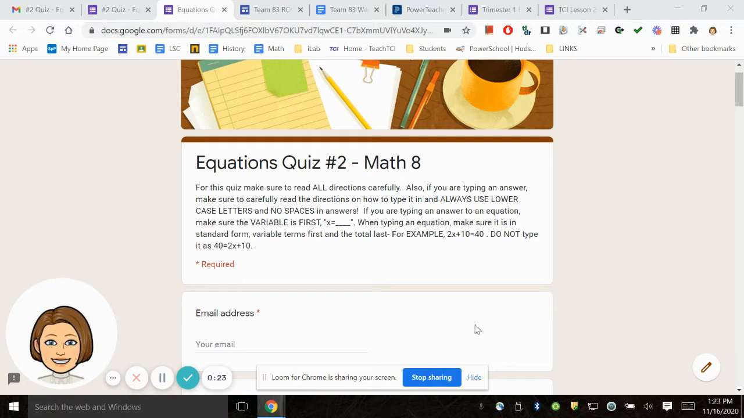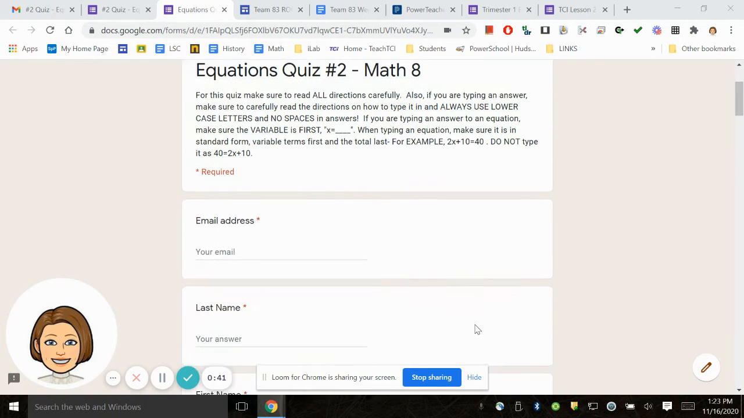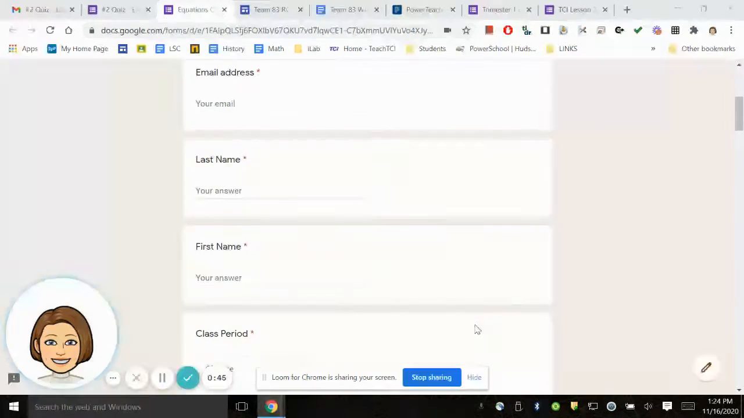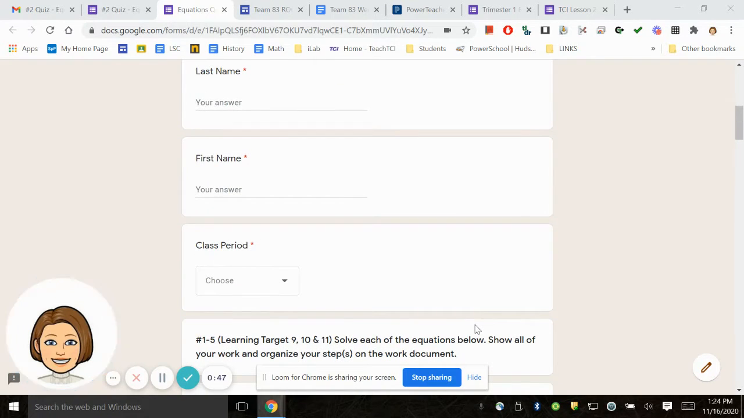If you are typing an answer to an equation, make sure the variable is first. For example, x equals blank. When typing in an equation, make sure it is in standard form: variable terms first and the total last. An example of standard form is 2x plus 10 equals 40. Do not type it as 40 equals 2x plus 10. Okay? Type in your email address, your last name, your first name, and then choose which class period you are in.